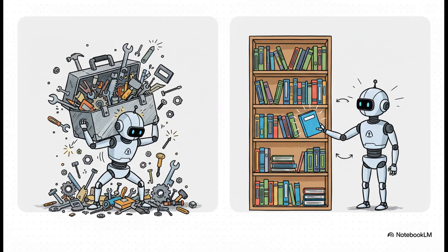So, this is the really crucial point, this big shift in philosophy. The old way, MCP, was all about describing everything up front. The AI had to carry the weight of every single tool, all the time. The new way, with skills, is all about providing context on demand. It lets the AI just pull the right guidebook off the shelf exactly when it needs it.